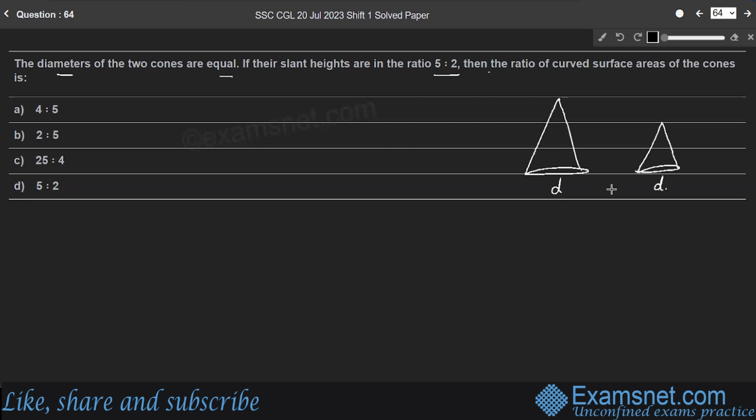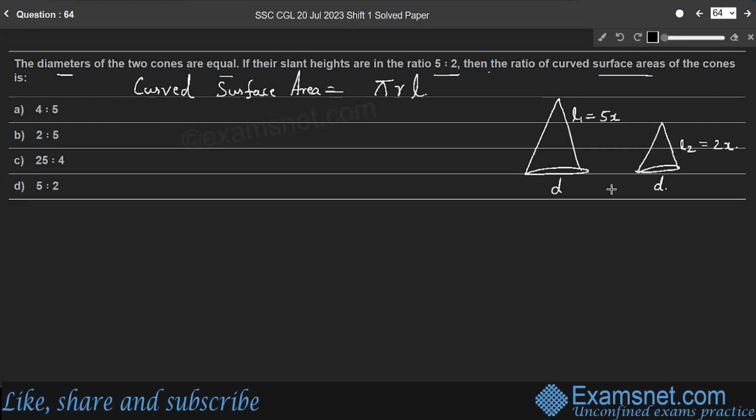And their slant heights are in the ratio 5:2. So let L1 and L2 be the slant heights. According to the ratio, let L1 be 5x and L2 be 2x, right? Therefore, their ratio becomes 5:2. So we need to find the curved surface areas of the two cones. Here, the formula for the curved surface area of a cone is CSA equals pi RL, right? R is the radius of the cone, and L is its slant height.